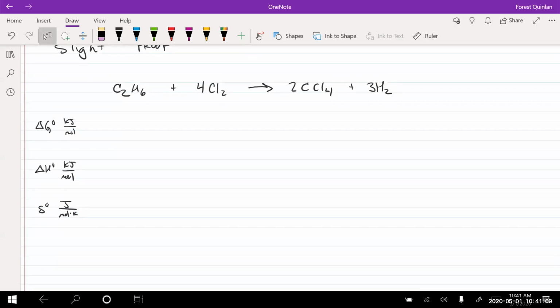I'm going to go to the books and I'm going to find them out. So for the ethane here, it's negative 32.89 for the delta G. Can you guys postulate what you think that chlorine is going to be for a delta G naught?